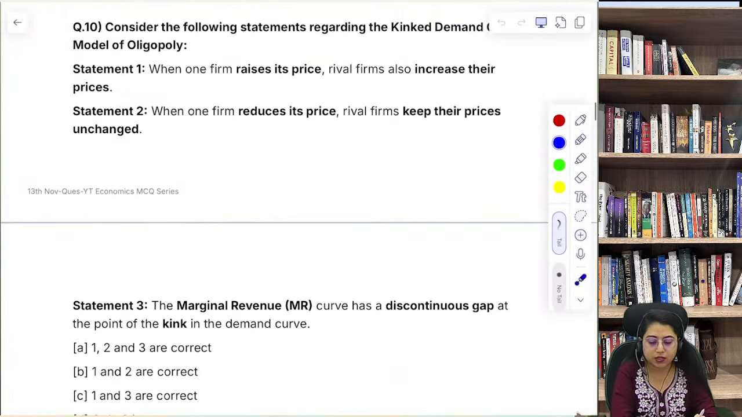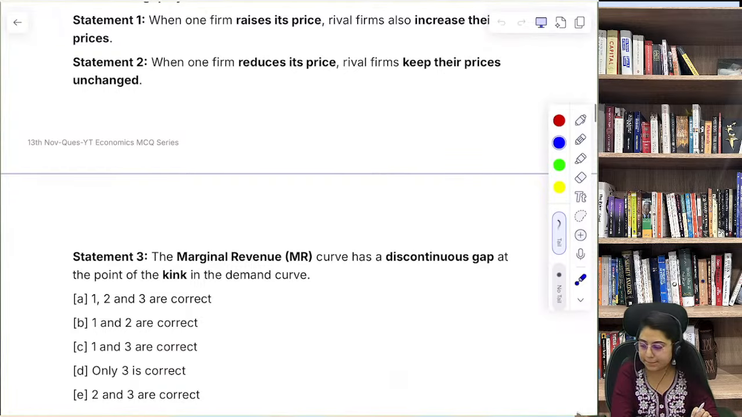Now, please answer question number 10. In a statement question, if you are telling me a particular statement is correct and the other one is incorrect, also tell me the reason why the other statements are incorrect. Yes. 10th, D is the right answer. Only 3 is correct. But why are these incorrect?